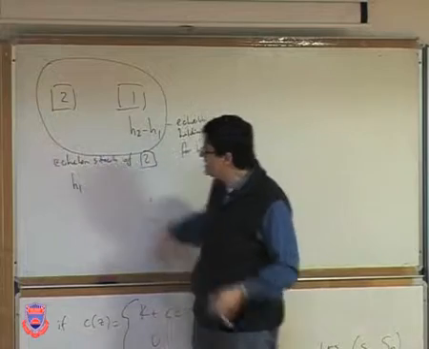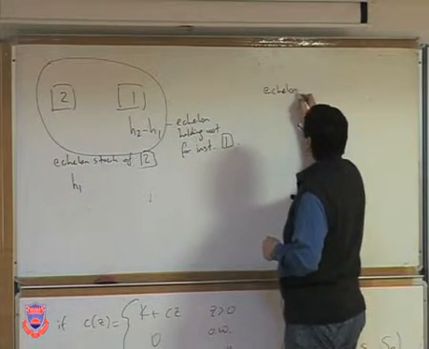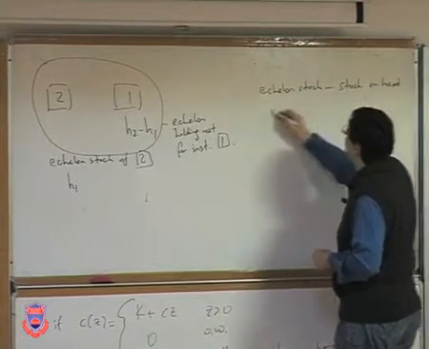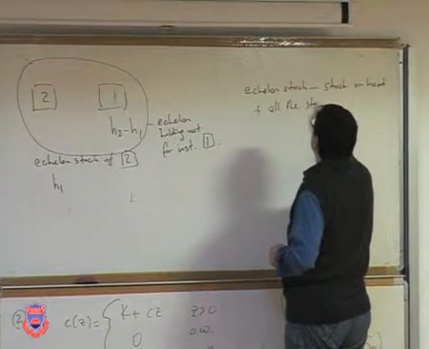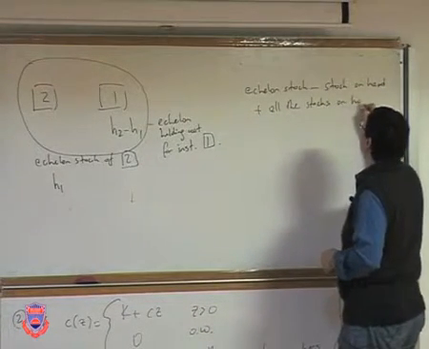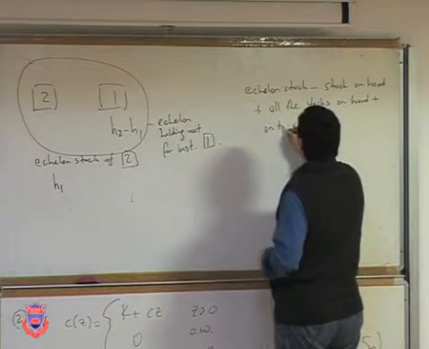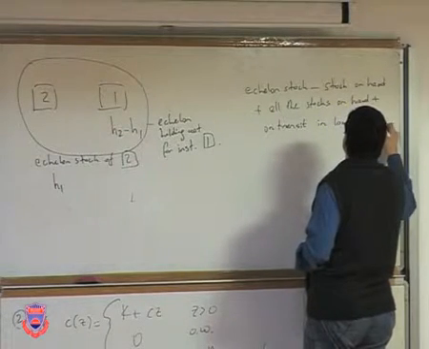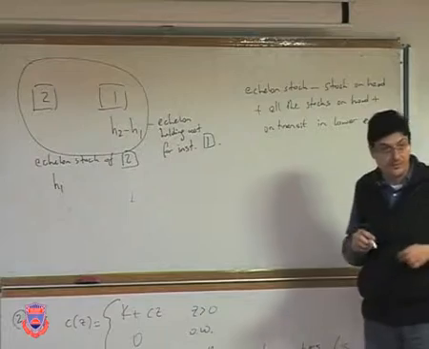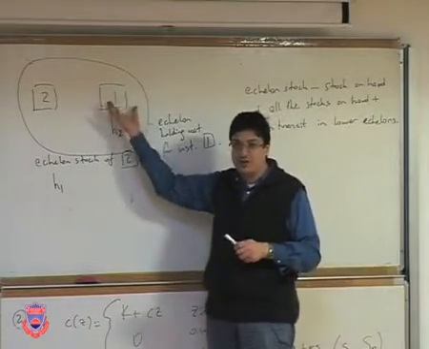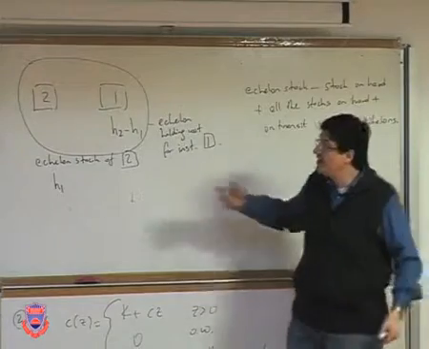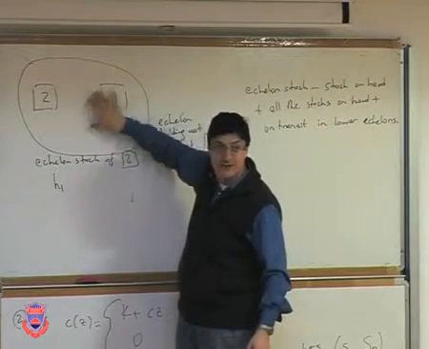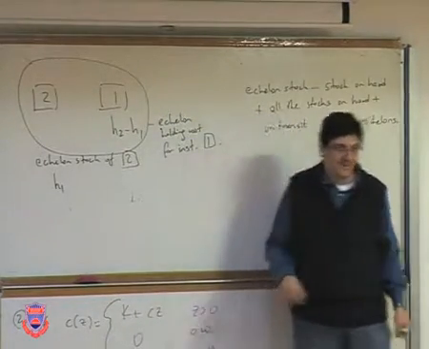So we define echelon stock as the stock on hand plus all the stocks on hand plus on transit in lower installations or lower echelons. So echelon stock for the first installation is the stock in itself. Echelon stock for this installation is the stock in 2, plus the stock in transit in between, plus the stock in 1.